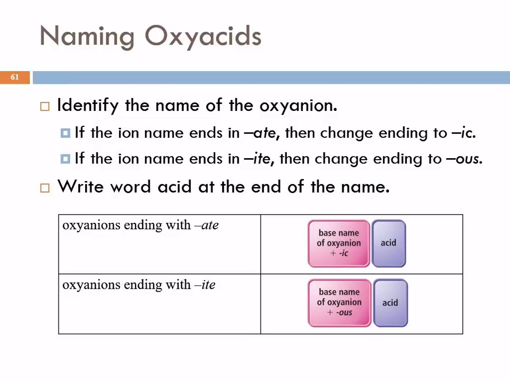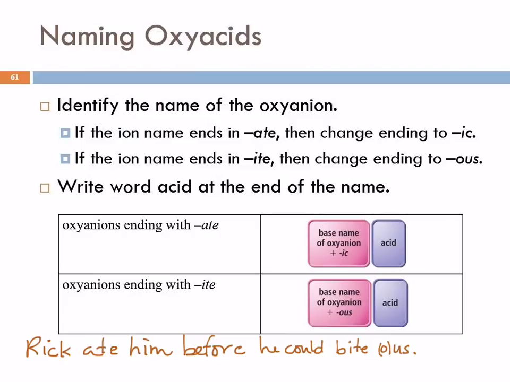So there's a silly sentence. There are other ones, but this is the one I use. Rick ate him before he could bite us. And don't think too long about the sentence and about who he might be and why we would eat him. Rick ate him before he could bite us. It's just silly, and that helps us to remember it. So, ite and us go together. Ick and ate go together. So we have two pairs of things and we have to remember the correlation.